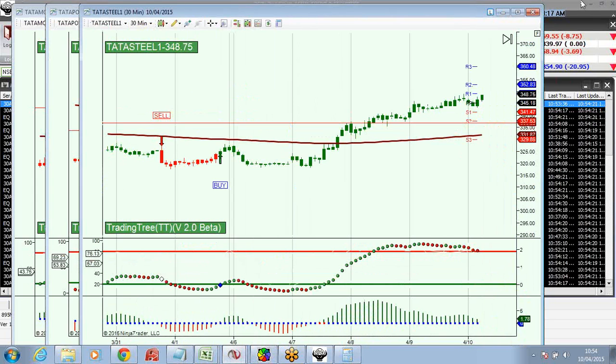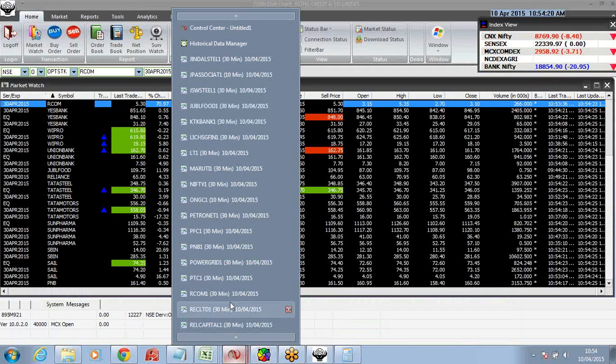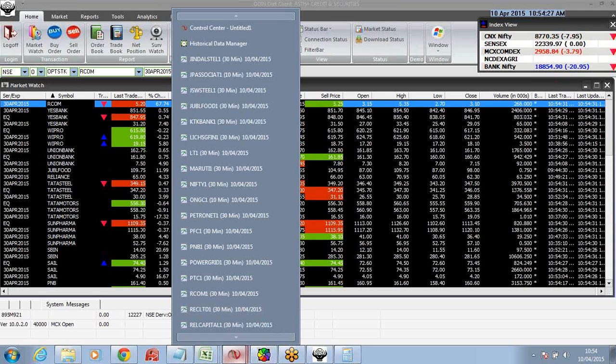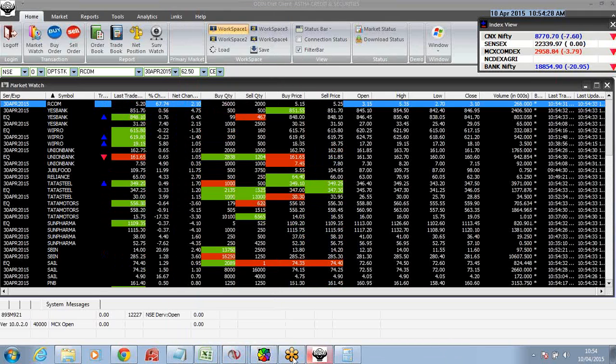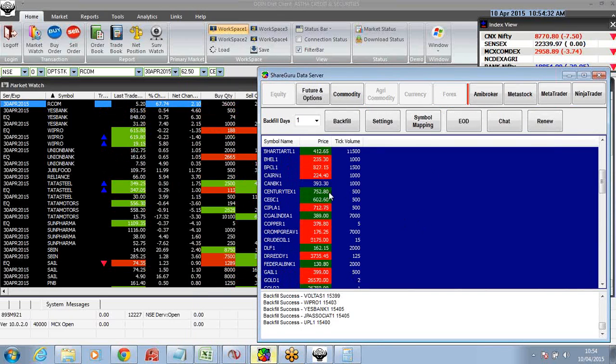I would like to show one particular trade, Century Textiles. This I have been following from past couple of weeks. I'll just open the chart for you. It will be an amazing result. It will be even surprising also for many.